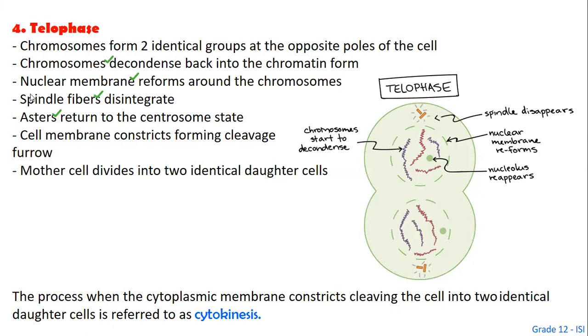To end telophase, since now we have two groups of chromosomes, each one of one chromatid, okay, a cleavage furrow appears in the middle of the cell to split the cell into two daughter cells. So this is a cleavage furrow. The cleavage furrow splits the mother cell into two identical daughter cells. This process, when the cytoplasmic membrane, when the membrane of the cell constricts to divide the cell into two identical daughter cells, is called cytokinesis.